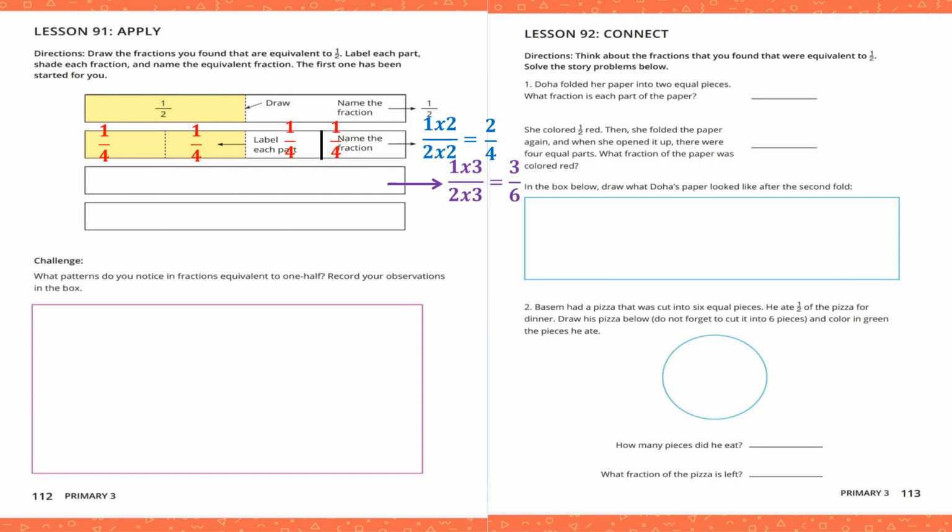3 over 6, the denominator is 6. So I need to divide the bar into 6 equal parts. I will make 5 dashes. 1, 2, 3, 4, 5. I have here 6 equal parts. 1, 2, 3, 4, 5, 6. And each part is called 1/6 or 1 over 6.